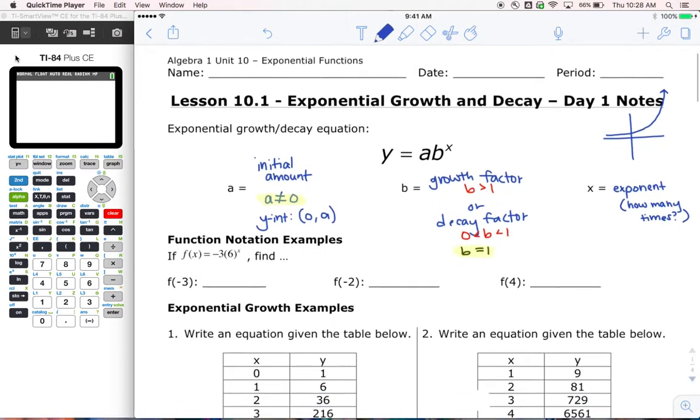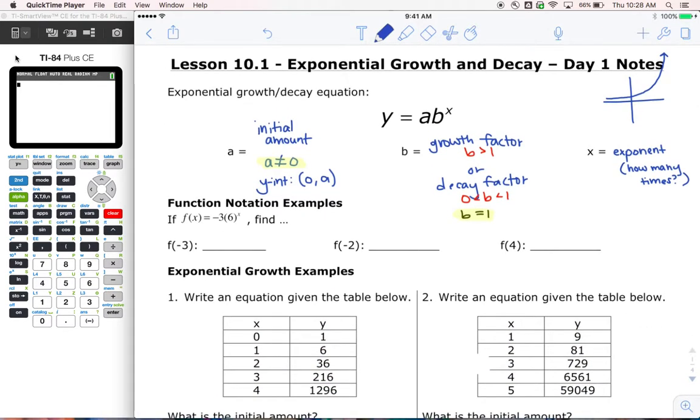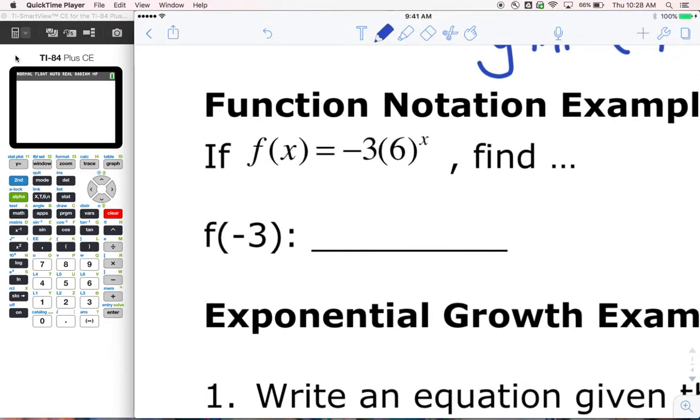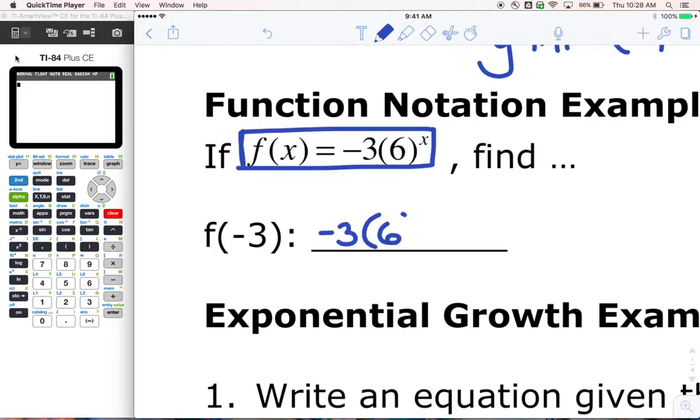All right. The next little part here is kind of an aside. We're looking at something that we haven't looked at in a while. We're looking at function notation. And we're doing this because it's good review and also because we're plugging in numbers for an exponent, which is new. So here's my function, f of x equals -3 times 6, and then I have an exponent right up here. And that's where x is. Right now, x always matches what's in the parentheses. So in this case, I'm plugging in a -3.